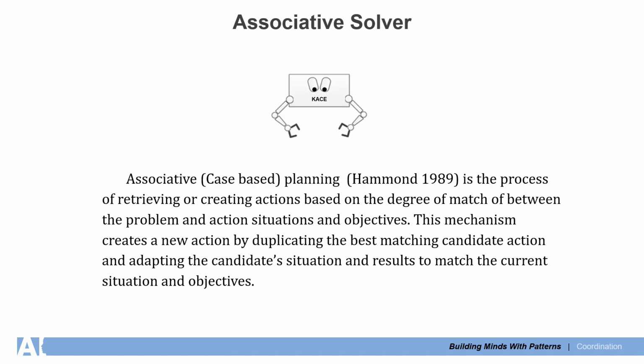Associative or case-based planning is the process of retrieving or creating actions based on the degree of match between the problem and action situations and objectives. This mechanism creates a new action by duplicating the best matching candidate action and adapting the candidate's situation and results to match the current situation and objectives.